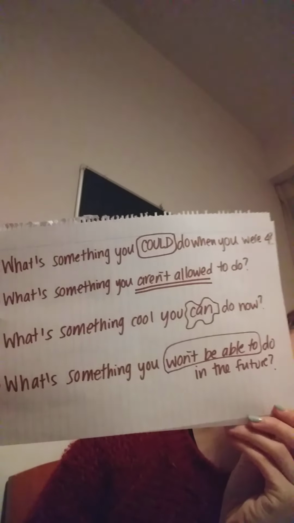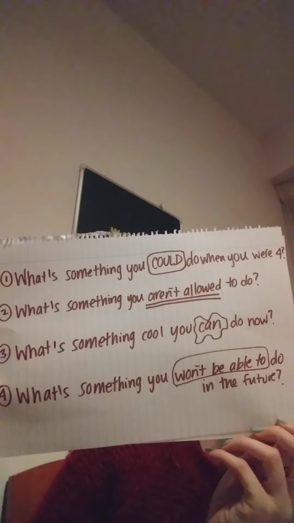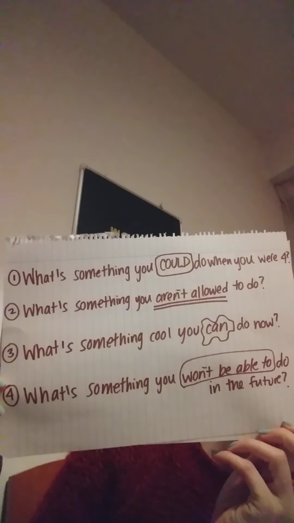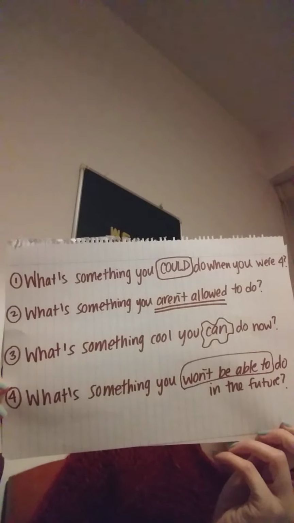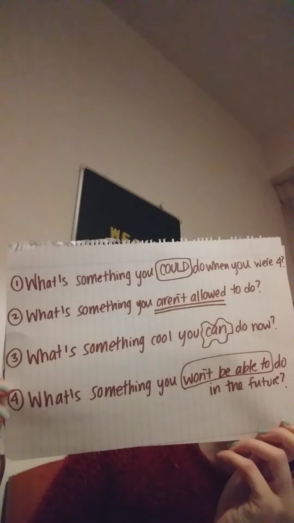I have some more questions that I need you to answer, and I want you to send them to me as well. Okay? So here is your second set of questions. Number 1 says, what's something you could do when you are 4? Number 2, what's something you aren't allowed to do? You're not permitted to do it. Number 3, what's something cool you can do now?